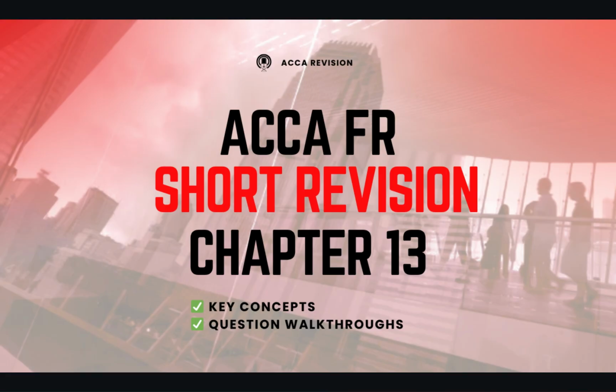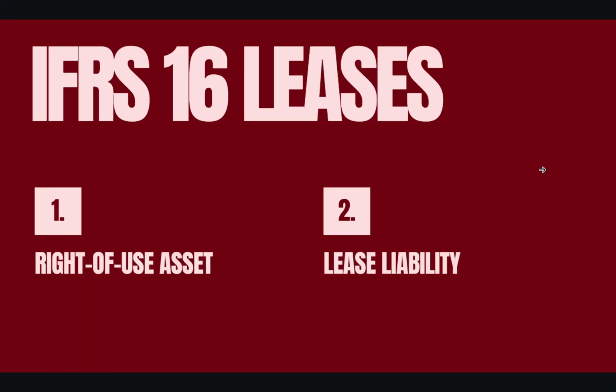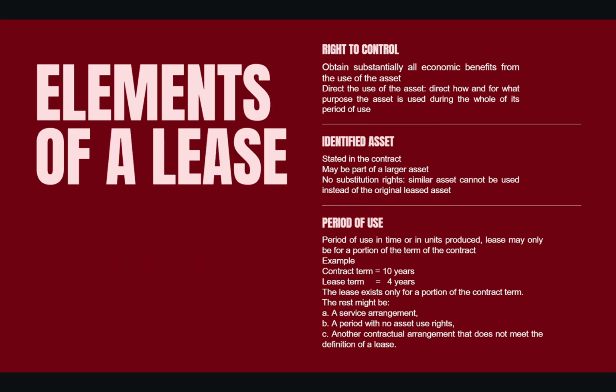And today we will be discussing chapter 13 of SCCA Financial Reporting. This chapter discusses IFRS 16 leases, where leases by itself is separated into two main parts, which is right of use asset and lease liability. What is a lease? So basically here are some elements of lease that tell you if a certain contract falls into a lease or not.